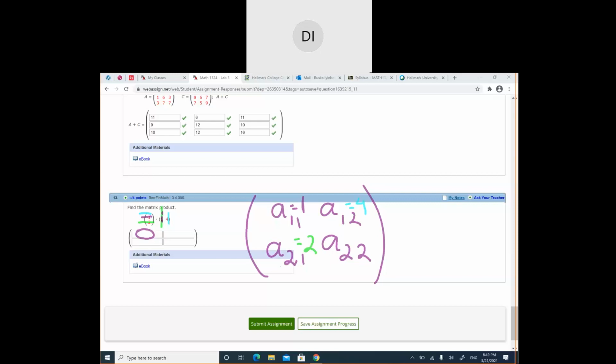Then I'm going to go to the last number I need to get, which is 2, 2. So I'm multiplying second row and second column. So 2 times 4 is 8. So these are my answers. I'm going to put here the first one is 1, then I have 4, then I have 2, and the last one is 8. And this is how you do it.